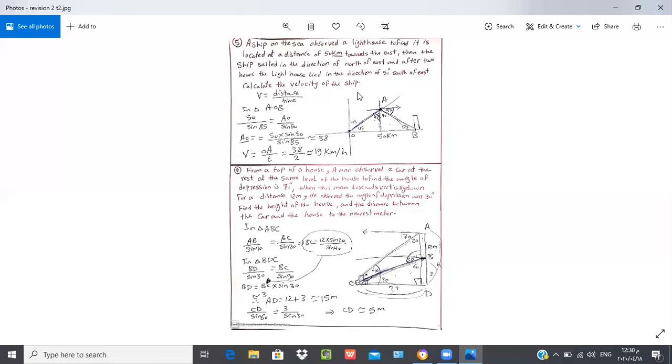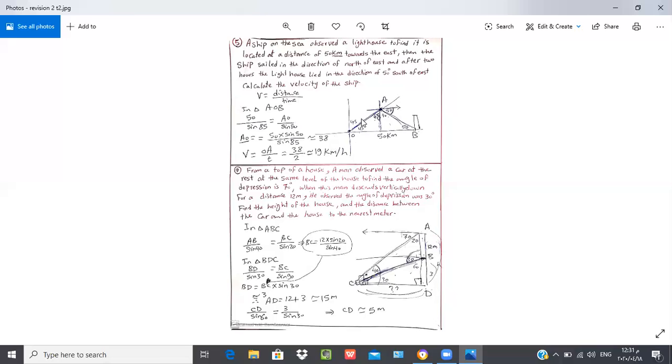If I need the velocity of the ship, the velocity equals distance over time. He said that the ship moved 2 hours, so the time is 2 hours. Here I need the distance. I need OA. So in the triangle AOB, 50 over sine 85.